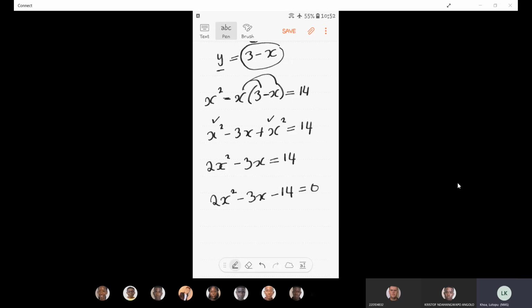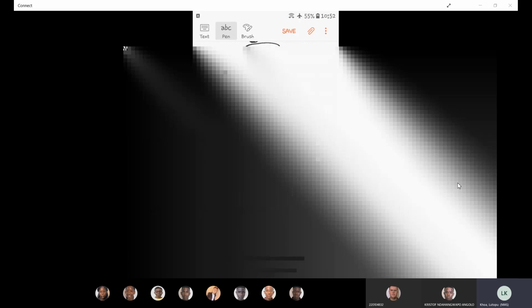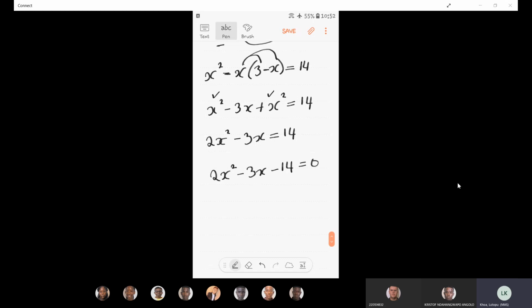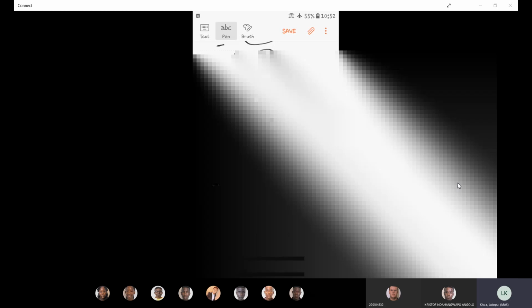So this one, you look for two numbers. If you multiply them, the answer is negative 28. And when you add them, the answer is negative 3. So that is 7 and 4: negative 7 and positive 4. So again, you open your brackets. You put your variable, the two numbers, we say it's negative 7 and positive 4, and then you divide by the coefficient of x squared.